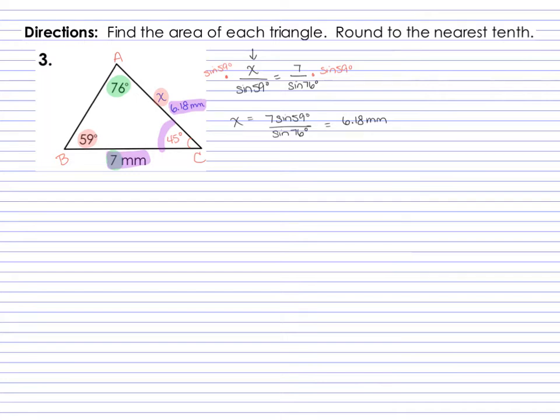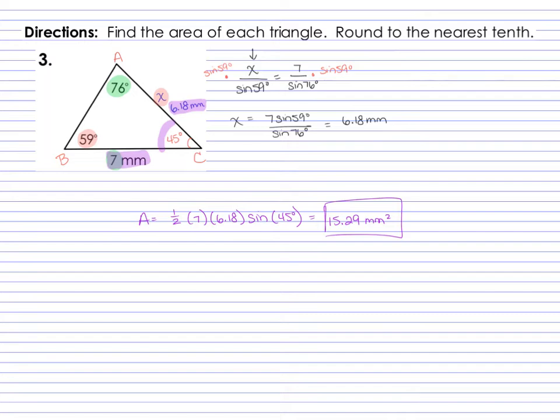I've got that the area is 1/2, A in this case is 7, B is 6.18, sine of C, which is 45 degrees. Put that in your calculator, hit enter. We've got that the area is 15.29 millimeters squared.